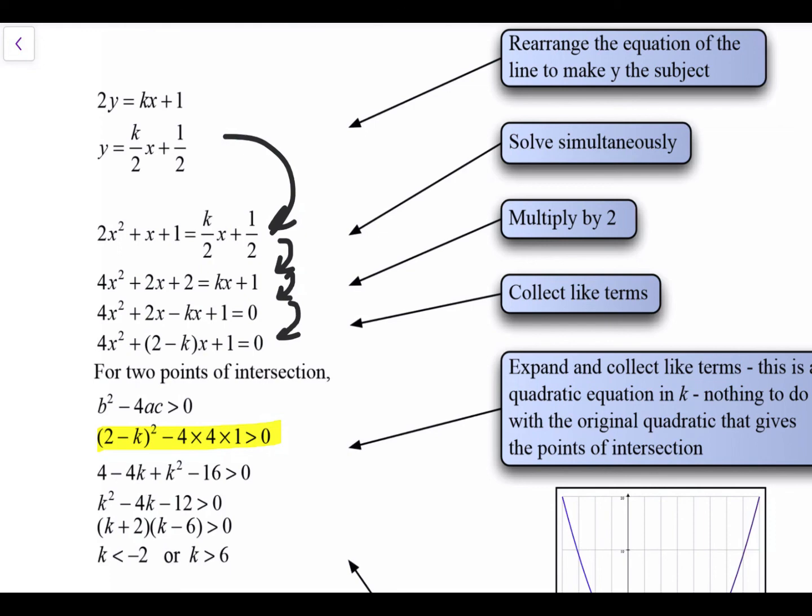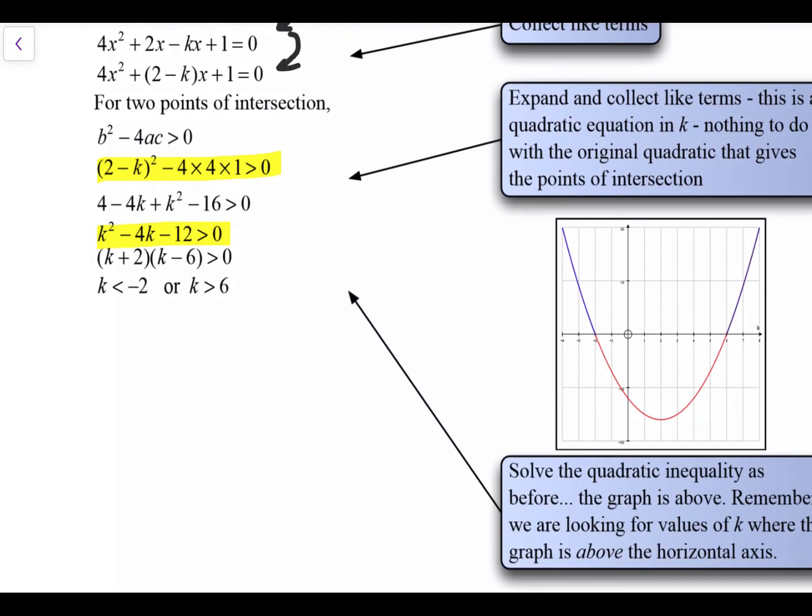Expand, and we have a quadratic inequality. So if you're not sure about those, I made a video about that. How to solve quadratic inequalities like this one here. So this one factorizes nicely. -2 and 6 are the roots where it's equal to 0. Here's the little graph here.